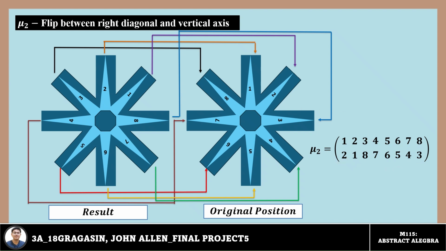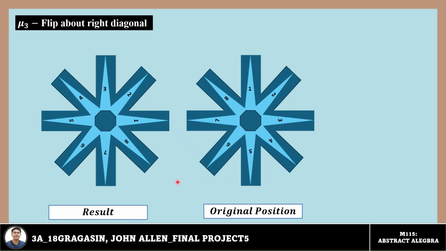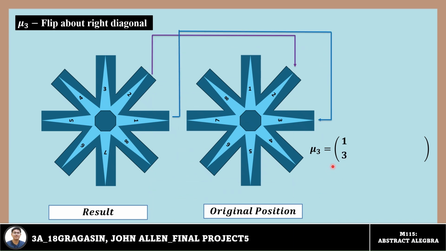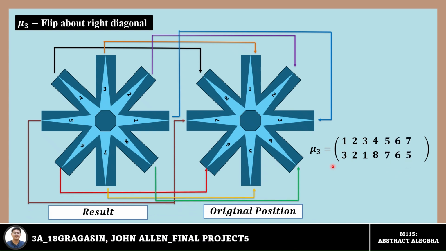And then next, we have here the mu sub 3, flip about right diagonal. We have here again our original position, and we have here the result. So we have here mu sub 3 is equal to 1 is to 3, 2 is to 2, 3 is to 1, 4 is to 8, 5 is to 7, 6 is to 6, 7 is to 5, and 8 is to 4. So we have here the elements for our mu sub 3.